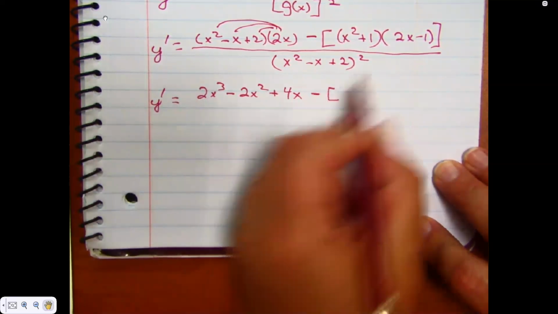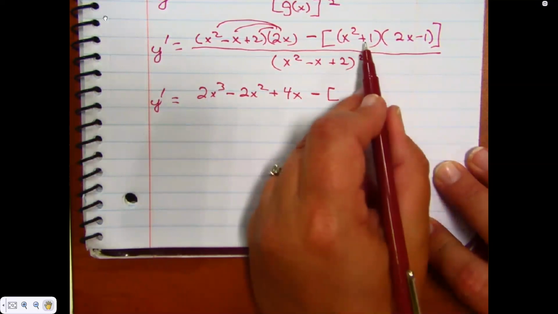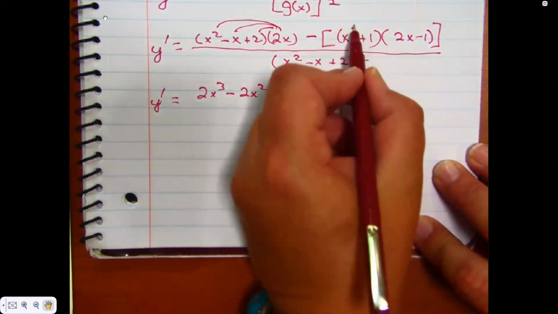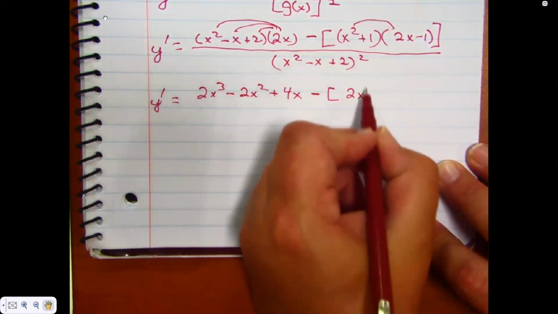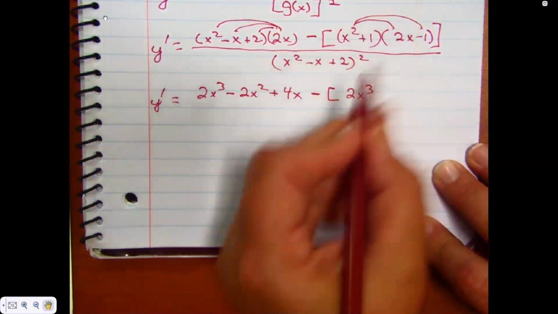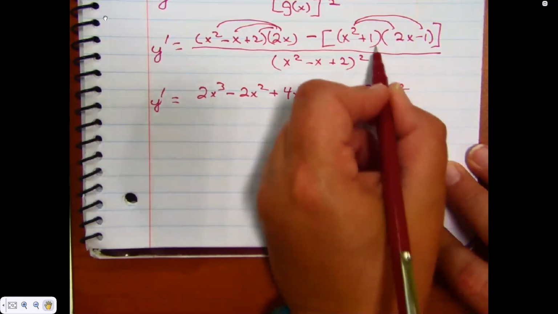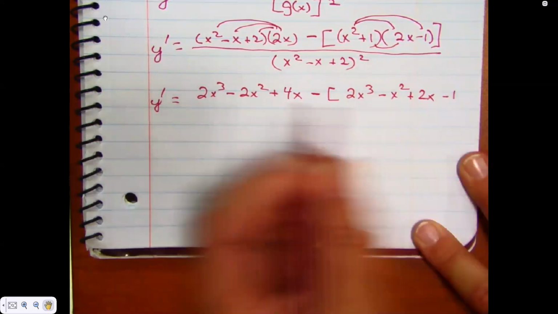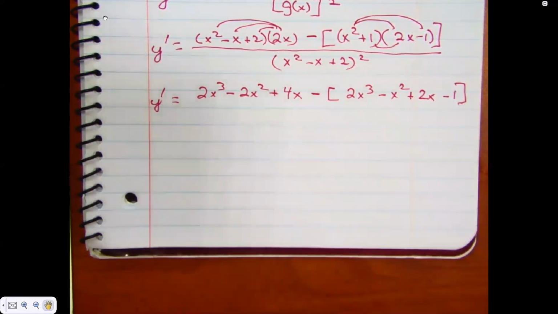Minus this one, what do we have to do? We have to FOIL this. Multiply the numbers in front, add those exponents. So first gives us 2x to the third, outer negative x squared, inner 2x, and last negative 1. All of those are different, so we don't really have to collect like terms.